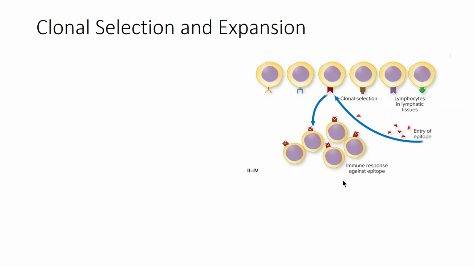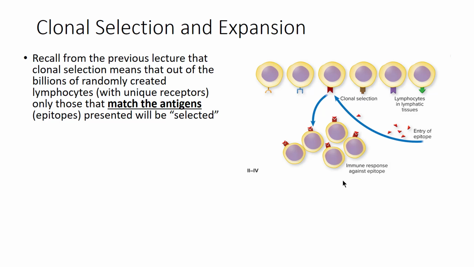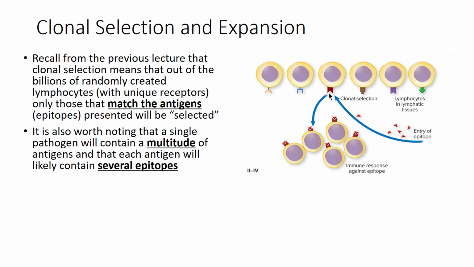Now, once the antigen presenting cell migrates, it is going to set off clonal selection and expansion. We did talk about this last time, so just to reiterate here real quickly, the matching antigen is brought to the receptor in which we have a match, and that is now said to be selected.